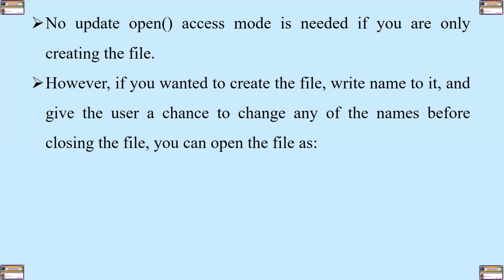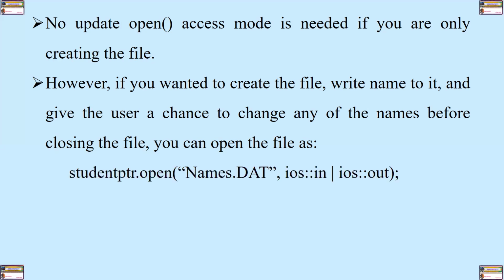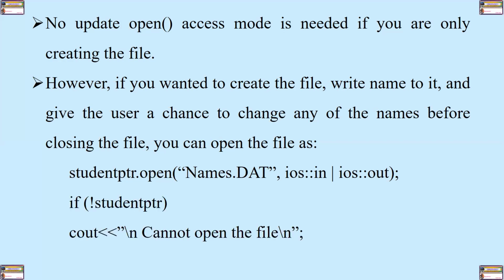However, if you want to create the file, write the names to it and give the user a chance to change any of the names before closing the file, you can open that file as follows. studentptr.open, the name of the file, then input output stream, open for reading, and also open for writing. So you can open a file for reading and writing at the same time. And then, of course, you check if the file can open. If it cannot open or it does not exist, you display the error message, just as you have learned.